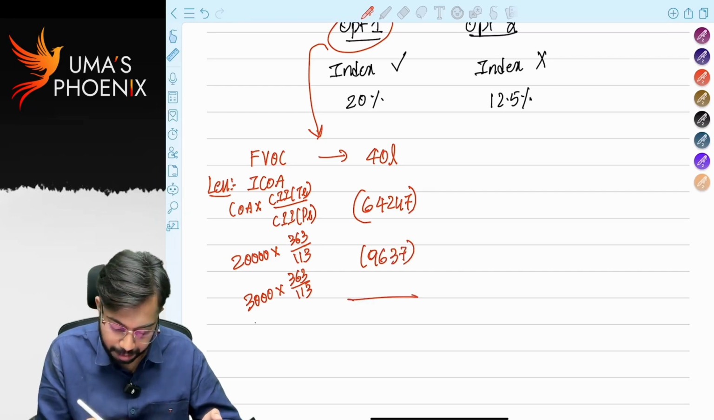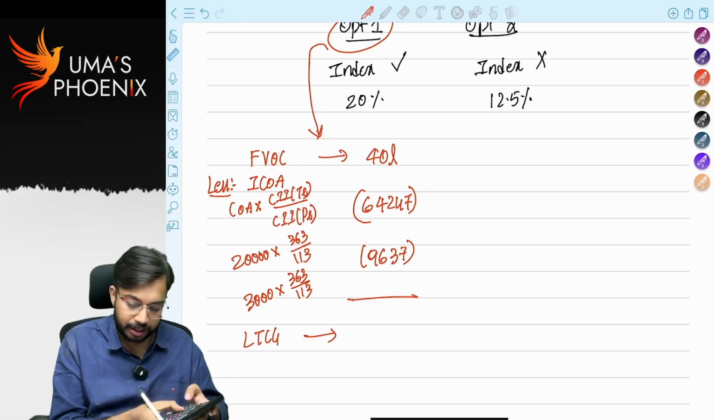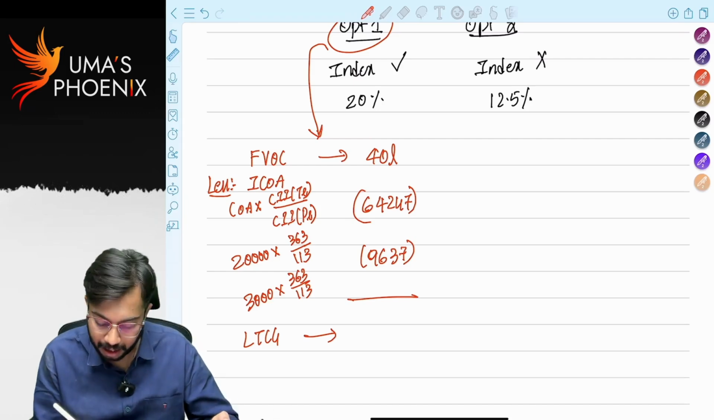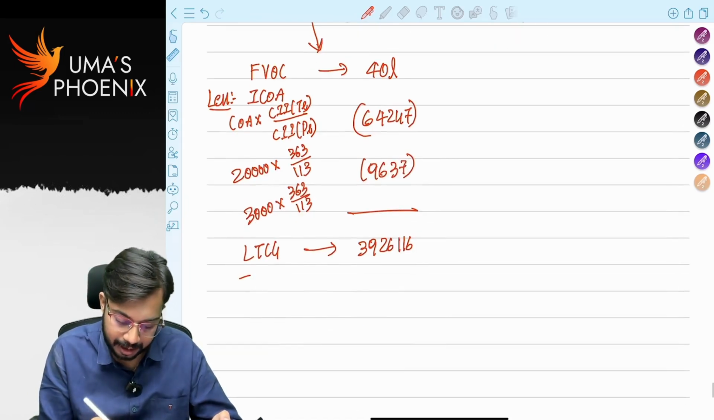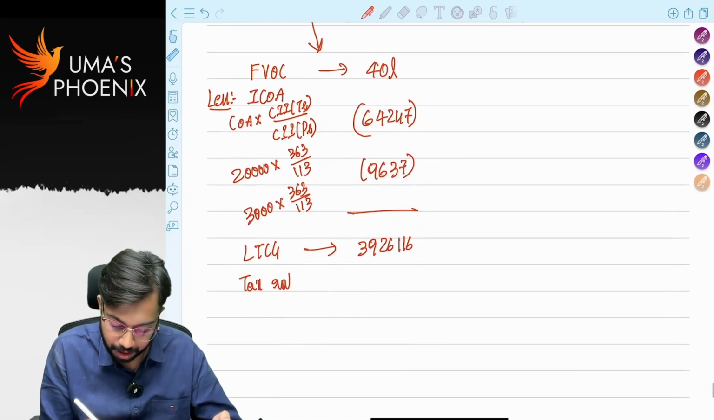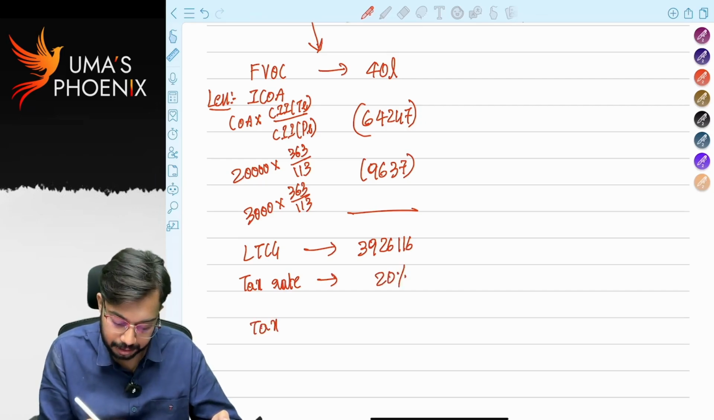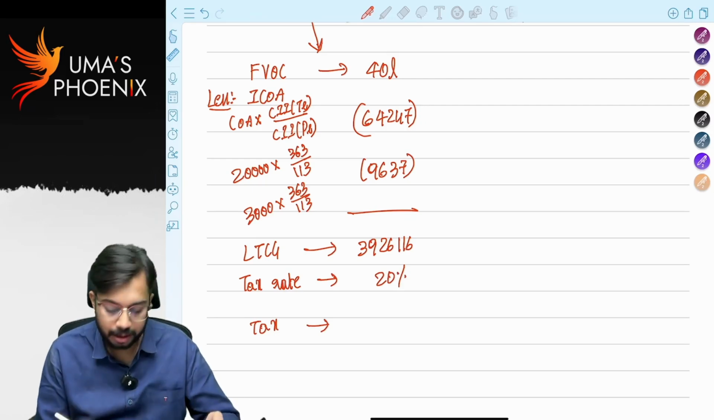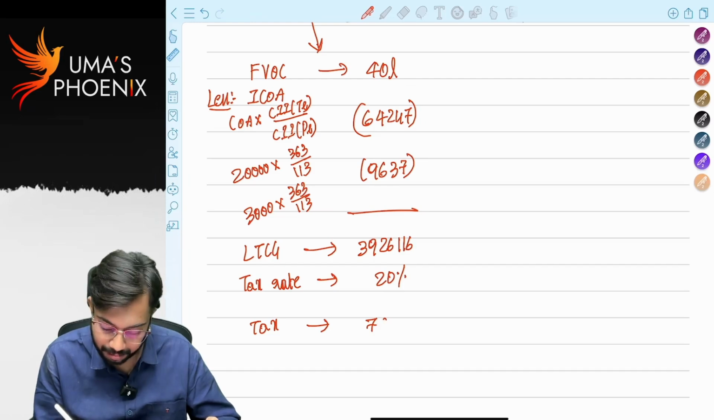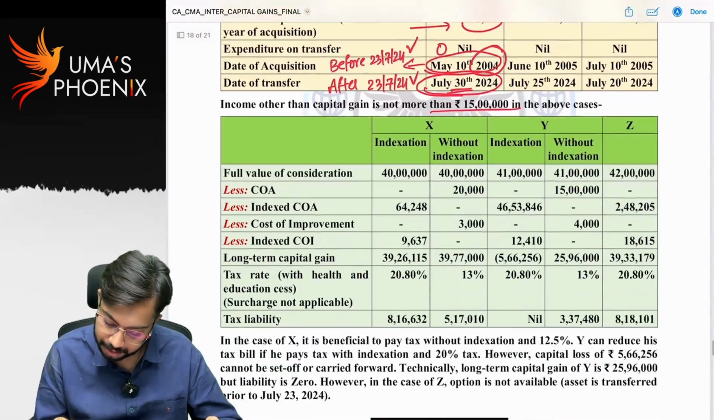So how much is long-term capital gain now? 40 lakhs minus 64,247 minus 9,637. 39 lakh 26,116. What is the tax rate applicable? Tax rate applicable is 20%. So how much is tax? 7,85,223. Is it the tax?